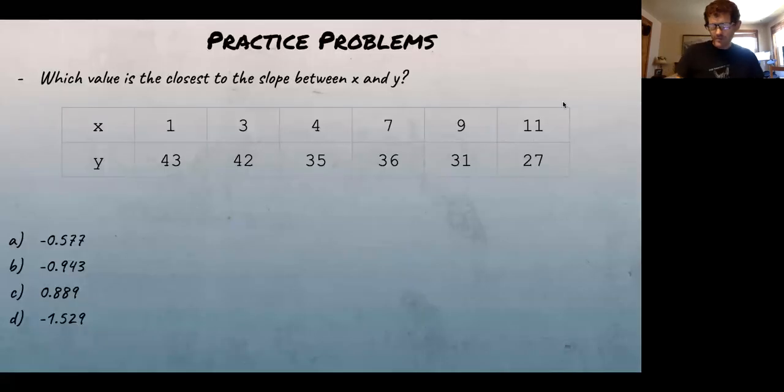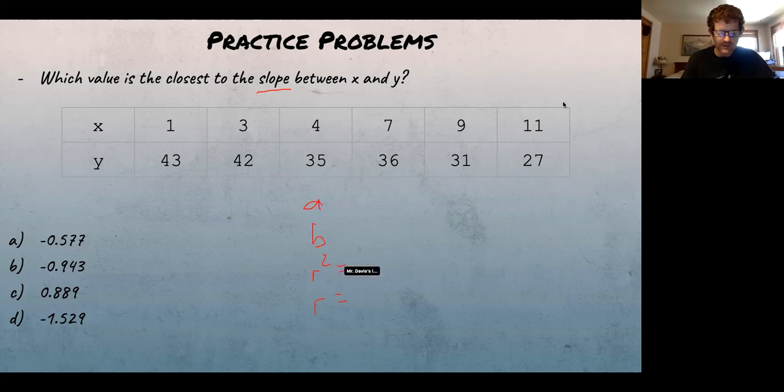All right, so not much difference in this problem between the last one, except now it's asking for the slope. When you look at your regression output, and it has your A, B, R squared, and R, we're looking at B, which is our slope. Whatever this number is, that's your answer, which should have been D, negative 1.529.